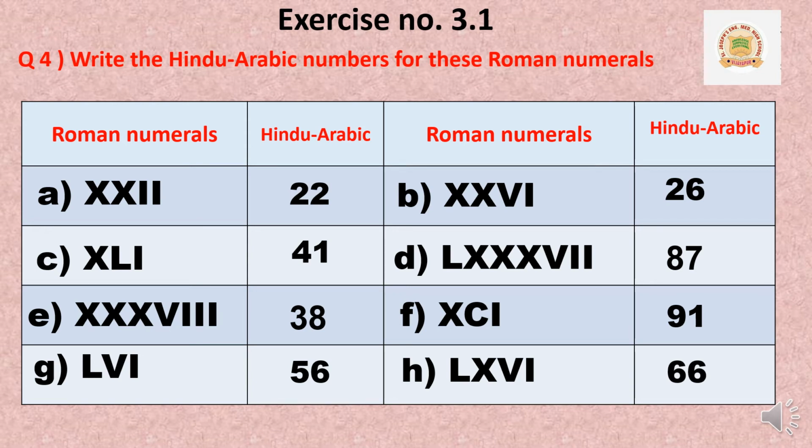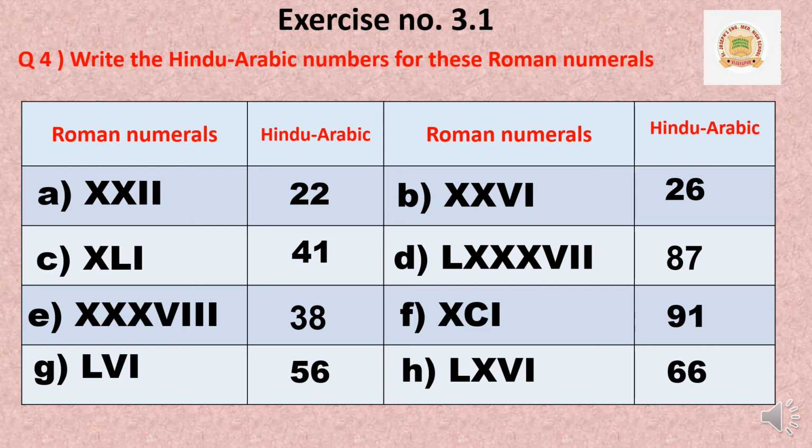So this is the method you have to follow. In question number 3, for the Hindu Arabic numbers we wrote the Roman numerals. In question number 4, what have we done? For the Roman numerals we wrote Hindu Arabic numbers. So this question always appears in the exams like a match the following. Roman numerals are given on one side and Hindu Arabic numbers on the other side. You have to match the correct numerals.